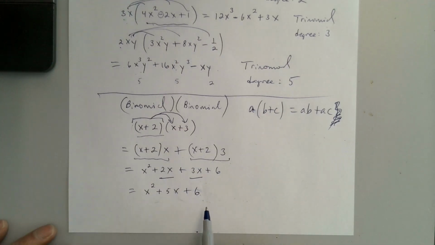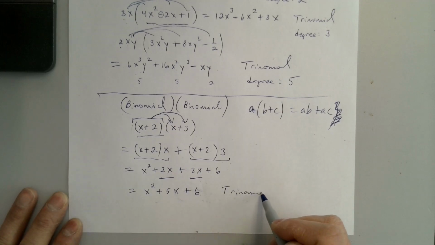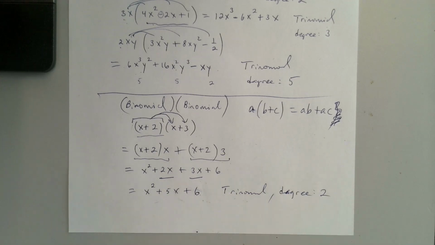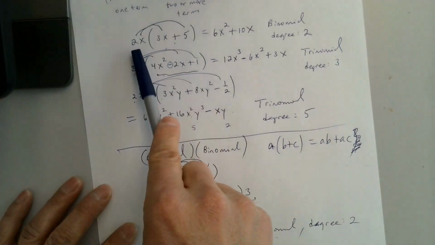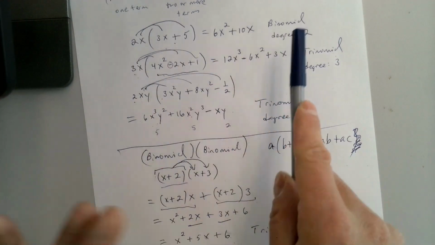And I get x squared plus 5x plus 6, a trinomial of degree 2. Okay, so notice what happened. When I had a monomial times a binomial, I got a binomial. 1 term times 2 terms gives me 2 terms.